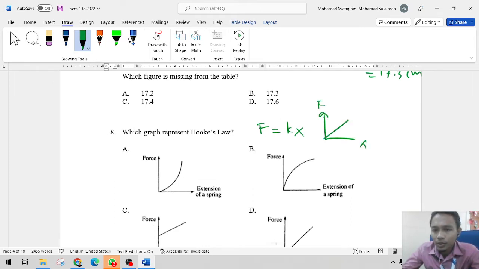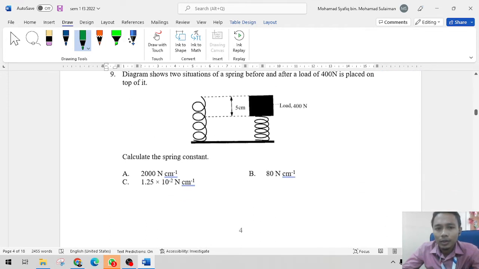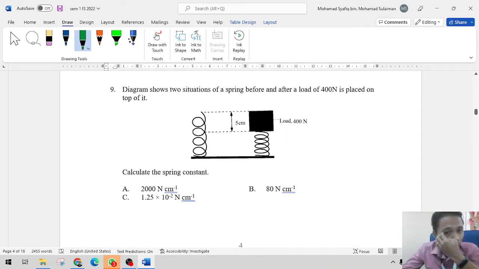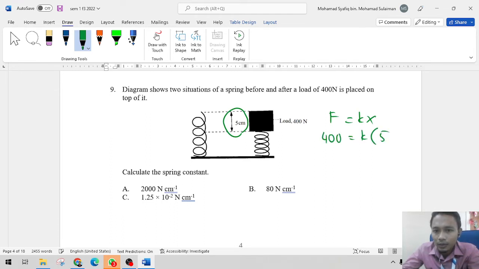Directly proportional. If it were like this, it is inversely proportional, so here the equation would become F equal to k over x. Okay, number 9. So we have a spring, load 400 Newton, the compression is 5 cm. So we need to find the spring constant, F equal to kx. So F is 400, k is unknown, x is 5 cm. So k equal to 400 divided by 5 is 80 Newton per cm.